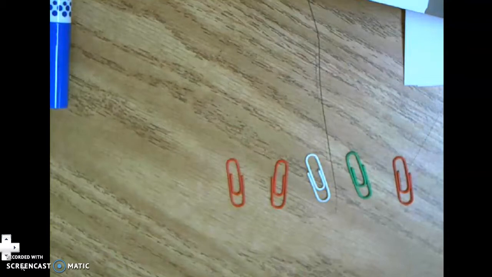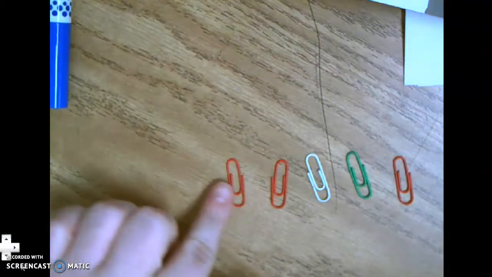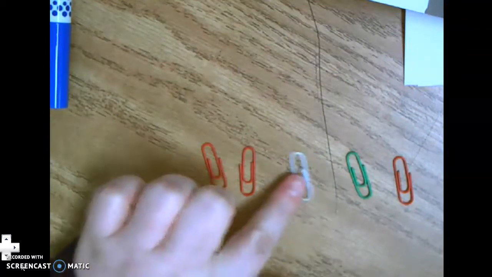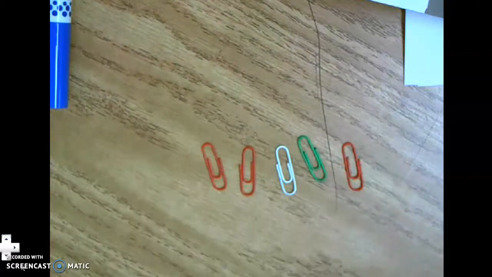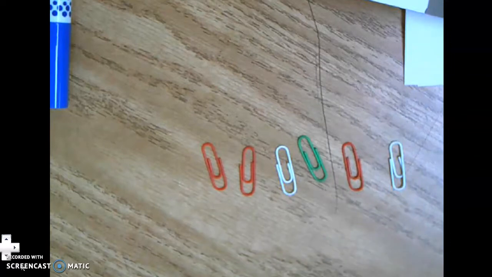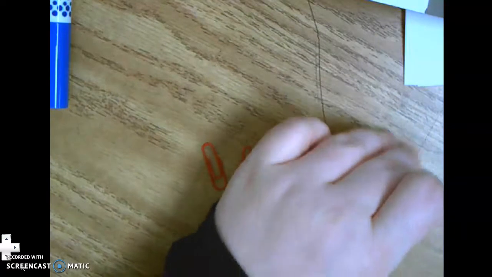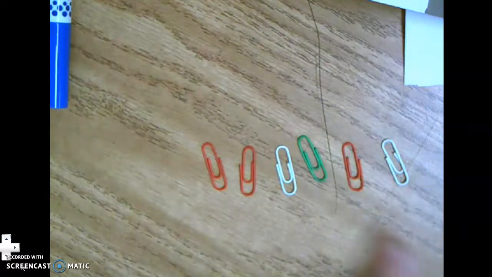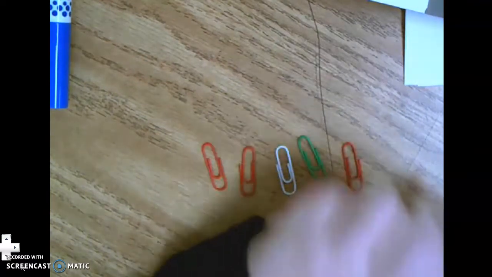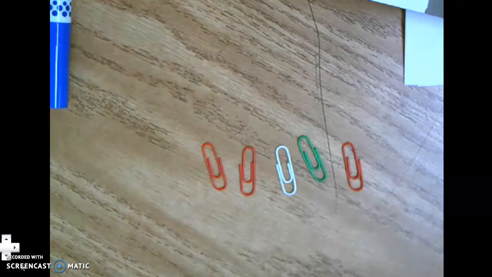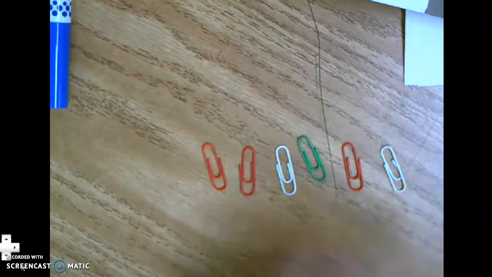All right, take a look at this one. 1, 2, 3, 4, 5. Then I add in one more. One more than 5 is 6. Very good. If I have 5 and I add in one more, that's 6. This group is bigger than this group. Okay? 6 is greater than 5.